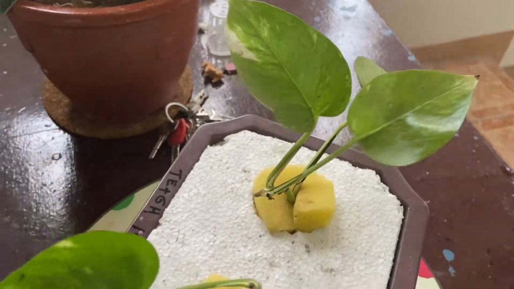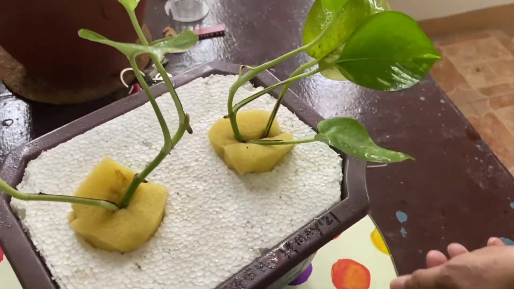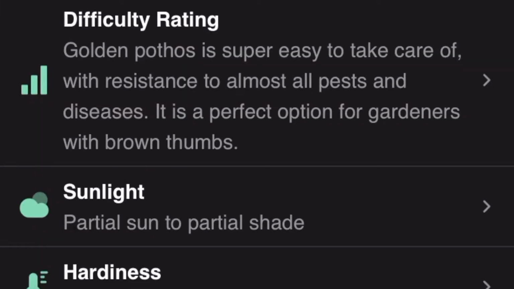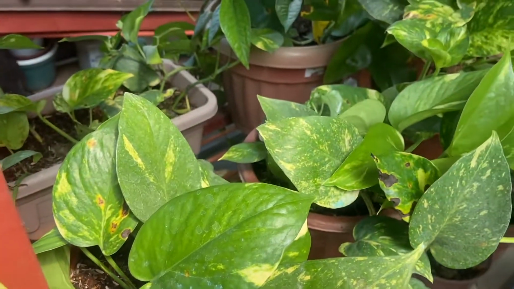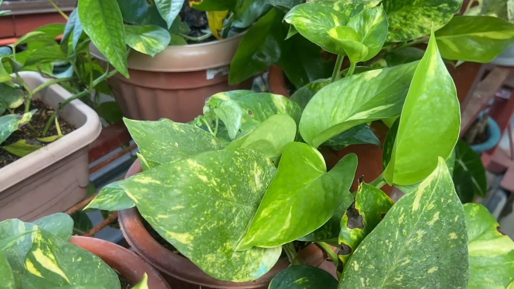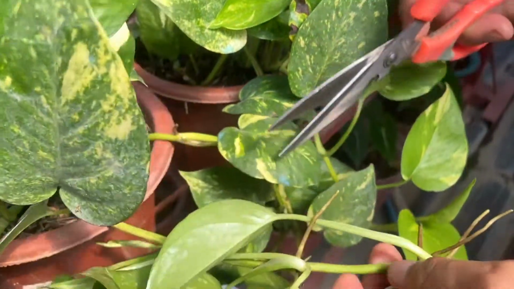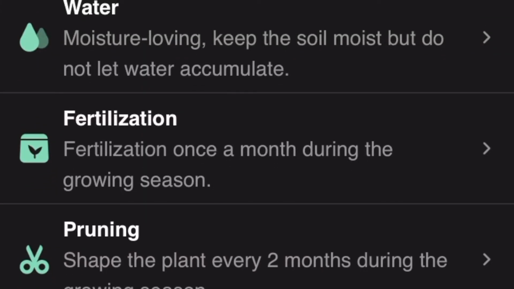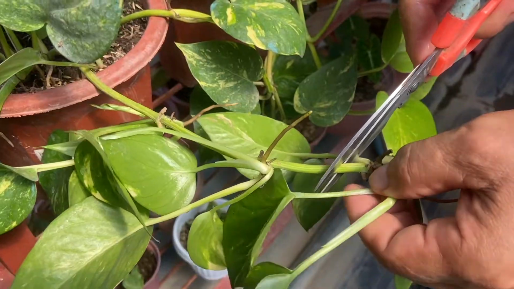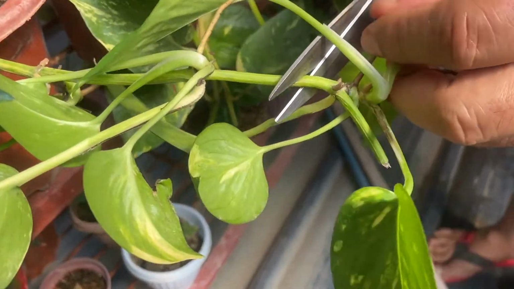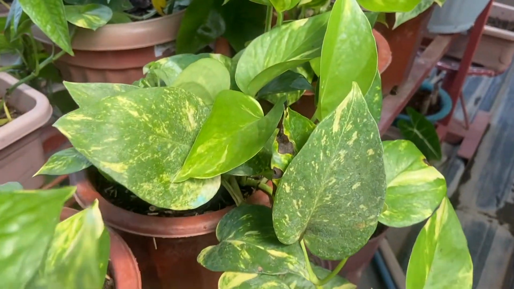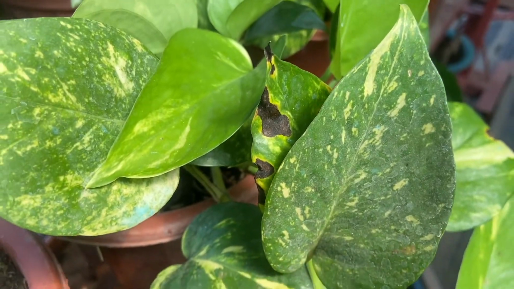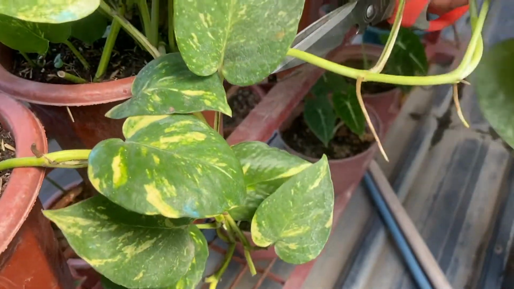Golden pothos is super easy to take care of, with resistance to almost all pests and diseases. It loves partial sun to partial shade. It's moisture loving, so keep the soil moist but do not let water accumulate. Fertilization once a month during the growing season. Shape the plant every 2 months during the growing season.